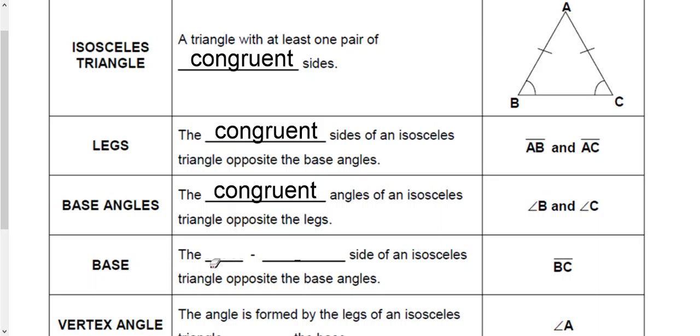The base itself is defined as the non-congruent side, the one that's not equal to the others. So we can see the base in this picture is the side BC.